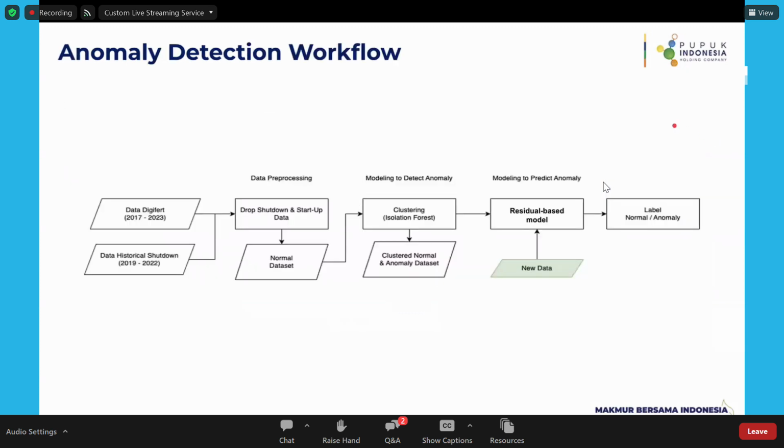This is the overview of the workflow that we follow. First, we collect all the data from our digital fertilizer system from 2017 to 2023, all of the sensor data and also historical shutdown data. And then we do the data pre-processing to get the normal data set and separate it from the anomaly data set. And for the classification model, we use a residual-based model to label the data into normal or anomaly.